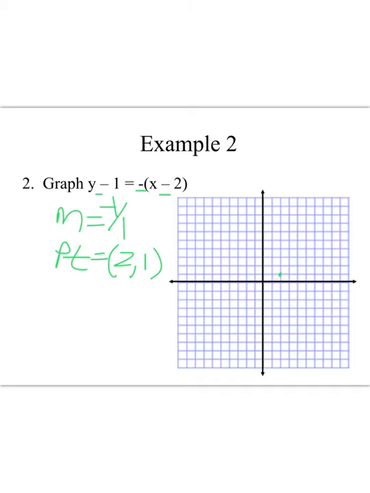Our slope is negative, so we're going to be coming down 1 and right 1. Actually, I think I might be a little more accurate right now with my finger. We're going to connect the dots and draw the line.